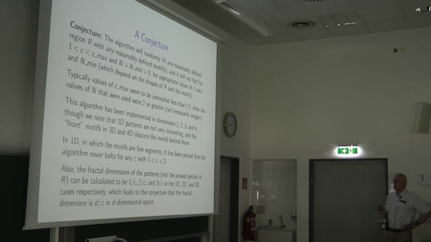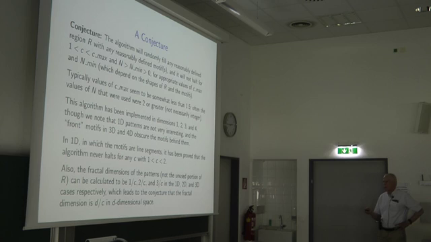The fractal dimensions have been calculated for one dimension and for two dimensions to be 1 over C and 2 over C. I don't know that it's been calculated in 3 dimensions, but the conjecture is that it's the dimension divided by C in D-dimensional space.